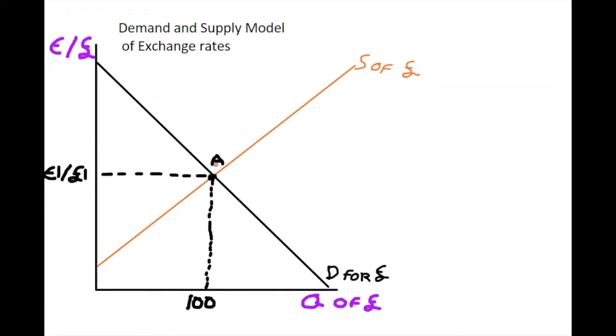We've indicated an equilibrium point at point A where the exchange rate is £1 sterling gives you €1, and at that there is 100 million, we'll put in here, of sterling out on the market, and that's the quantity of sterling. So what happened post Brexit is a lot of uncertainty in the UK economy.